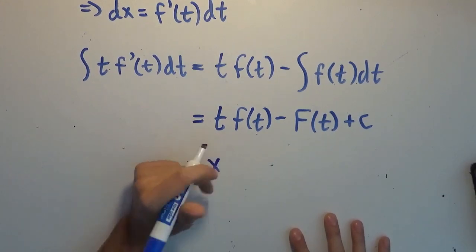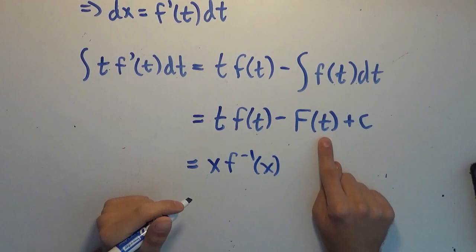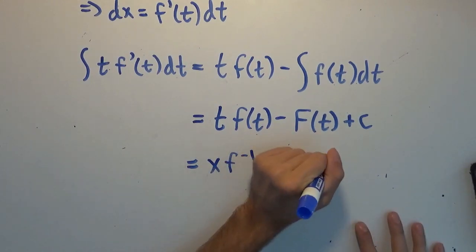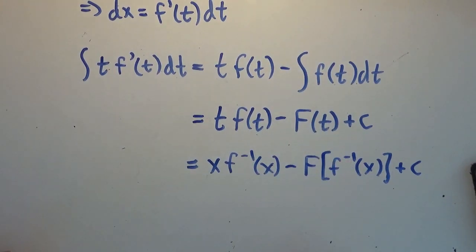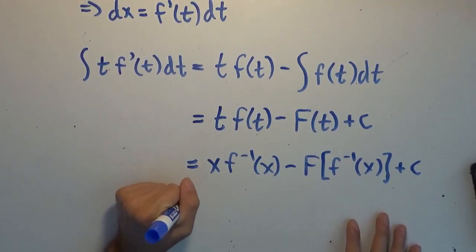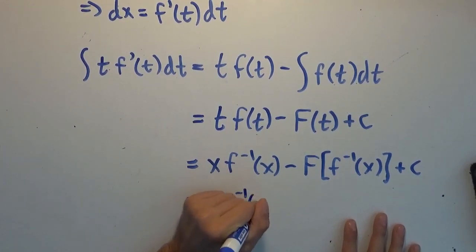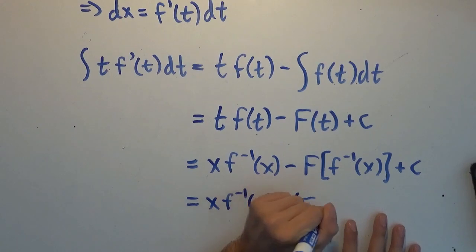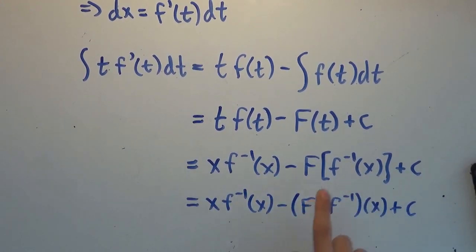Then we plug f inverse into t there, and so we get that. And now the last place we have to plug it in is in here. So we get minus capital F of f inverse of x plus a constant. And likewise with the derivative, we can write this nested function using the composition of functions notation. So we have x times f inverse of x minus capital F composed with f inverse of x plus a constant. So both of those are perfectly valid ways of writing this answer.